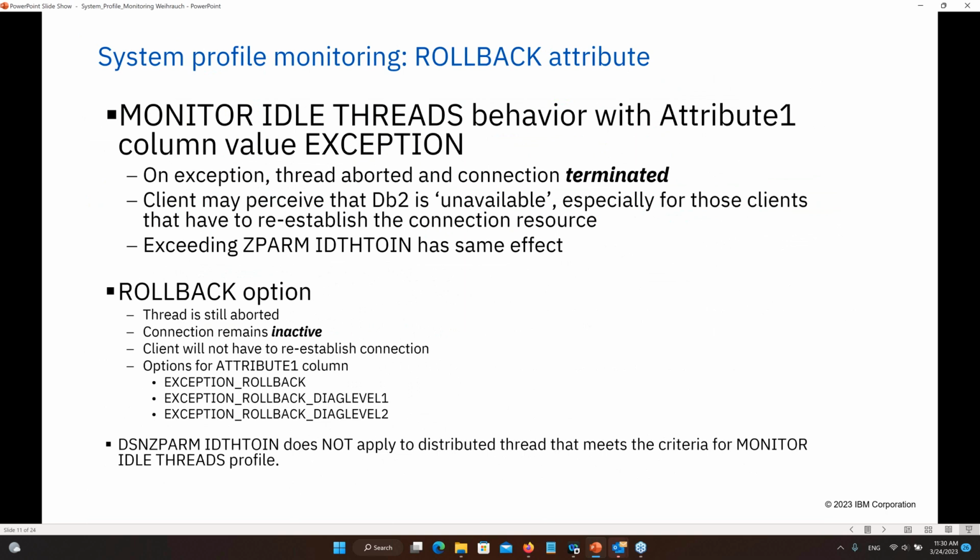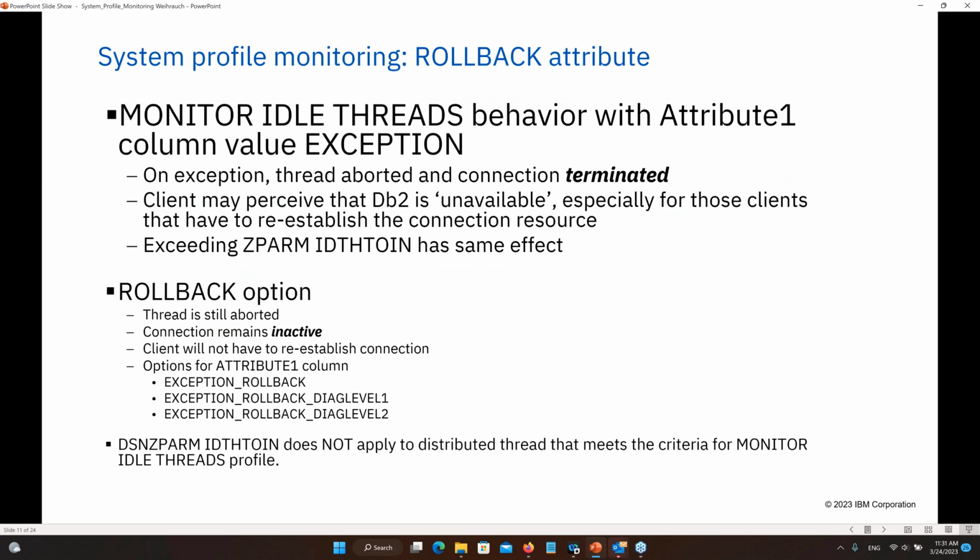So let's now go into the rollback attribute. Actually, it's a clarification of the exception attribute, because if you just type in exception, you get a specific characteristic of the application. So the thread is aborted and the connection is terminated. And if you are familiar with, for example, sysplex workload balancing in the driver, you know that if a connection is terminated, it triggers a different behavior than if the connection is still around. So if the connection is terminated, the application actually has no connection to DB2 any longer.